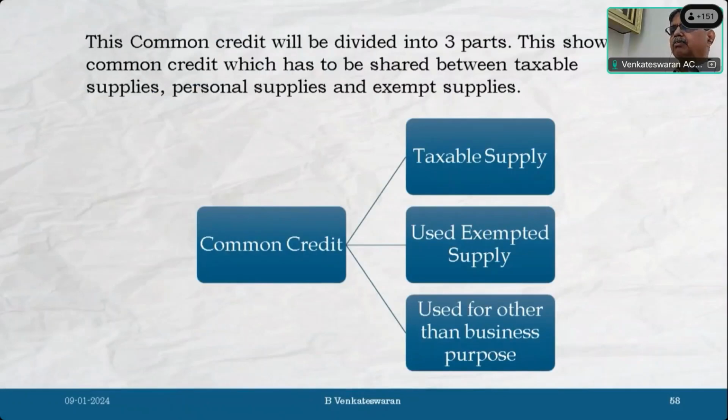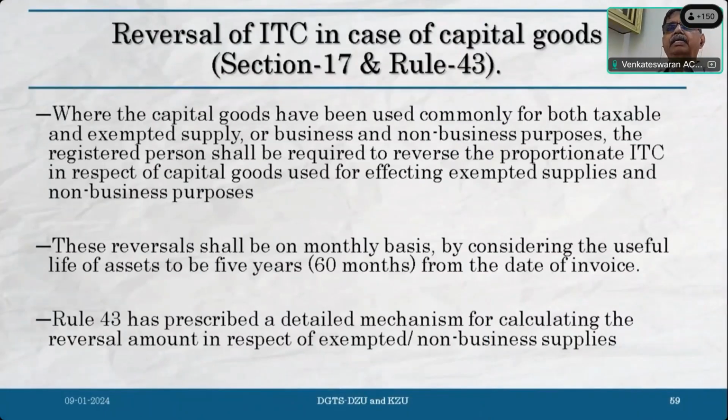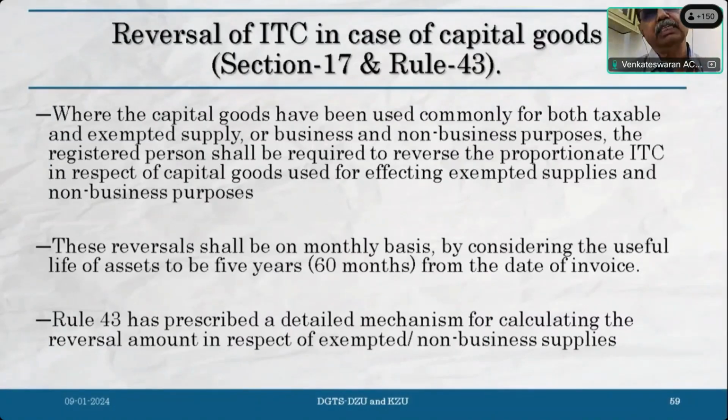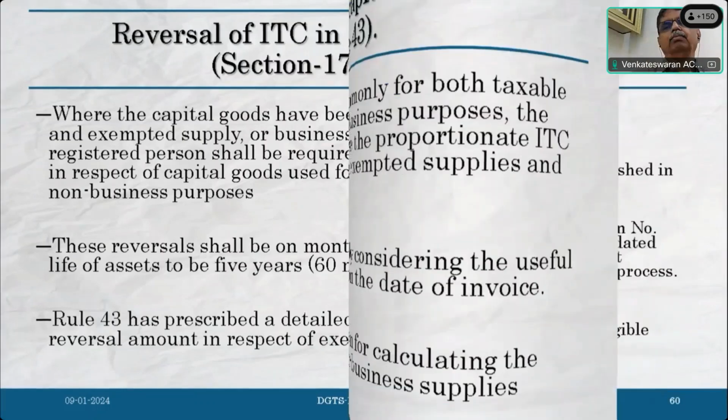For the common credit, we again have to use three types of parameters. In the case of reversal for capital goods, we have 60 months as the lifetime for availing the credit. So we have to find out the 60 months from the date of purchase and availment. Then you have to proportionately debit that amount. And we have specific provisions for the construction industry also. There it is based on the floor area, that is saleable area, exempted area, as the case may be. That is entirely different. I am not going into the formula.